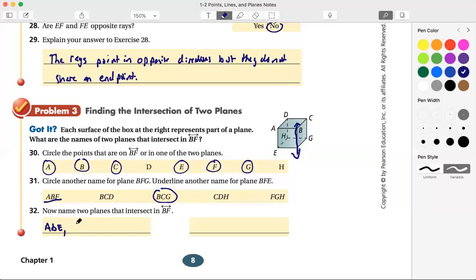ABE, ABF, BFE, and AFE. We also have, going some other ways, BFC, BFG, CBG, and CFG. Okay, those are all variations of pretty much the same thing.